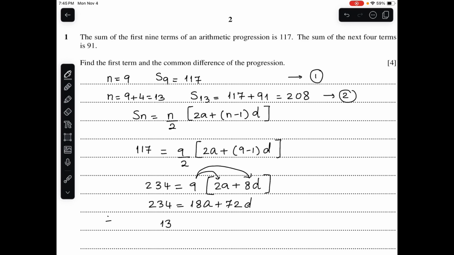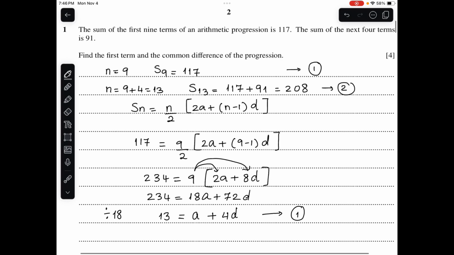So I'm dividing all the terms by 18. This is just to simplify, it's not necessary. A plus 72 divided by 18 gives me 4d. Let's label this as equation 1. You can ignore these two. We don't need it now.